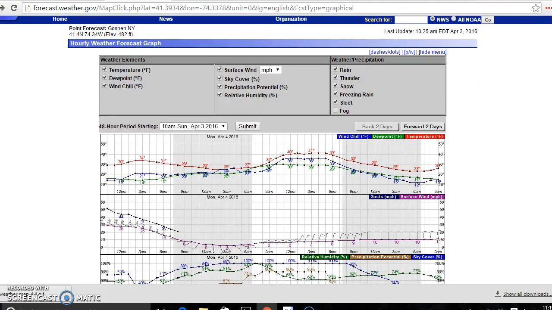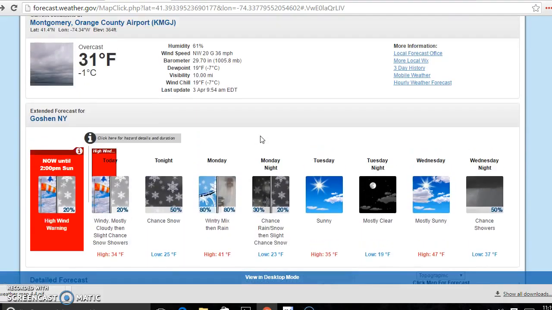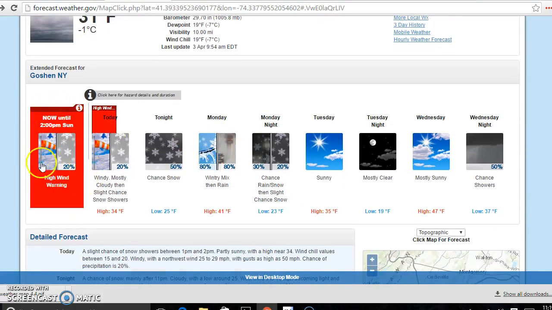If we take a look at the forecast, and we can go back up here, this red box indicates a high wind warning. So we've got a high wind warning until 2 o'clock this afternoon. This is Sunday. I'm posting this video a day ahead. We had an interesting weather event, so I thought that would be useful for you.